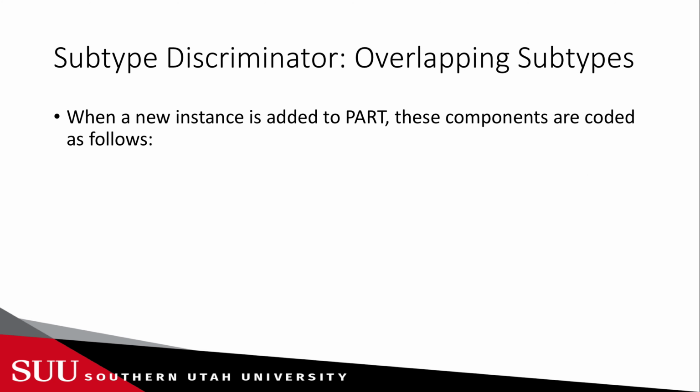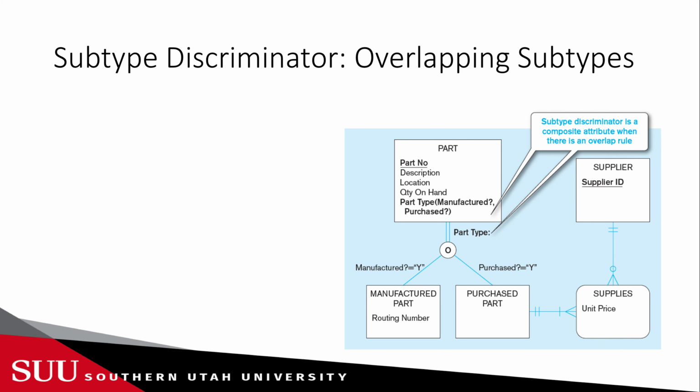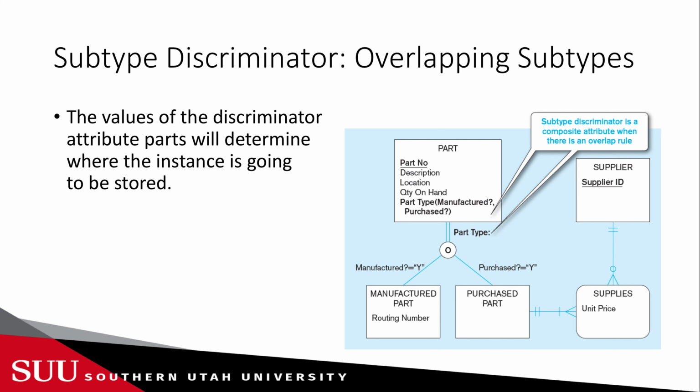So let's look at how it's going to look. We will have something like this. For parts that are manufactured only, we will fill in the attribute with Y for manufactured, which is a yes, and N for purchased, which is a no. For purchased only, it is the opposite: N for manufactured and Y for purchased. For parts that are both purchased and manufactured, it is filled with Y's for both, and our ERD is going to look like this.